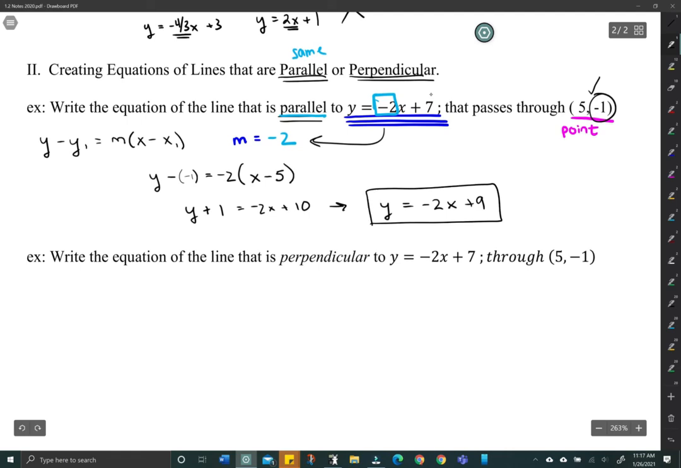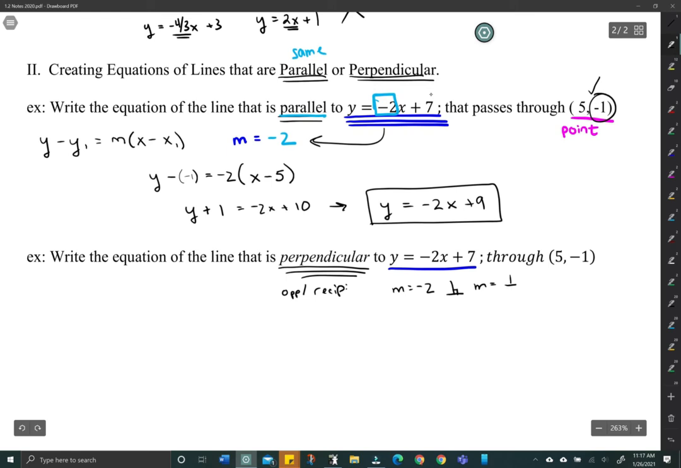Similar for perpendicular, only this time when I reference the blue line, perpendicular, remember, have opposite and reciprocal slopes. So if the original slope is -2, its perpendicular is going to be +1/2. Make sure you're making a note of that for perpendicular.